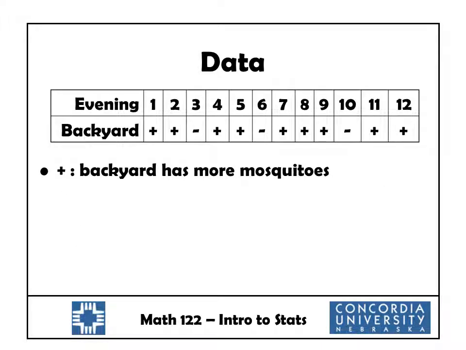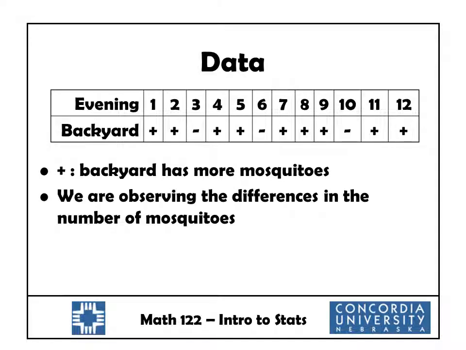So here's some data that I might collect. I record just a plus or minus sign, where a plus sign means that the backyard has more mosquitoes, a minus sign means that the backyard has fewer mosquitoes. So on the first evening my backyard had more mosquitoes, second backyard had more, third evening the backyard had fewer, etc. So here's the data that I have collected.